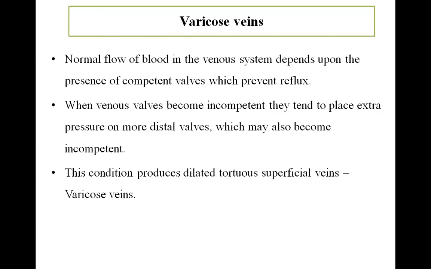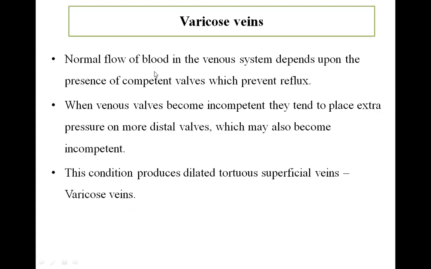Varicose veins. Normal flow of blood in the venous system depends upon the presence of competent valves which prevent the reflux. When the venous valves become incompetent, they tend to place extra pressure on the more distal valves, which may also become incompetent. This condition produces dilated tortuous superficial veins, and that is known as the varicose veins.